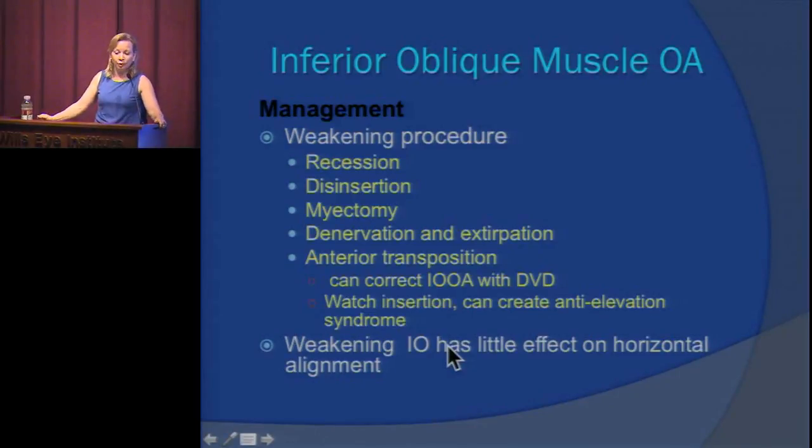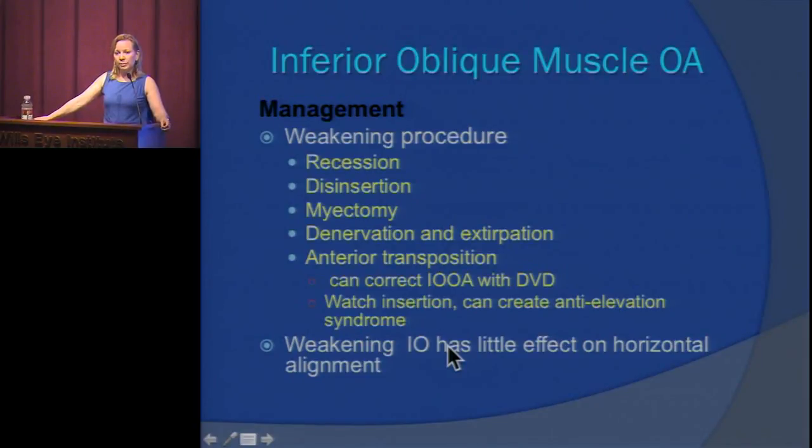And you have to discuss, minimally at least, the weakening procedures that you can use. You can recess the inferior oblique. You can just insert the inferior oblique. You can do a myectomy, where you just cut through the belly of the muscle. You can denervate the inferior oblique and then extirpate or take the muscle out of the eye completely. And you can do an anterior transposition. The anterior transposition is frequently used when we have inferior oblique overaction with an associated dissociated vertical deviation.